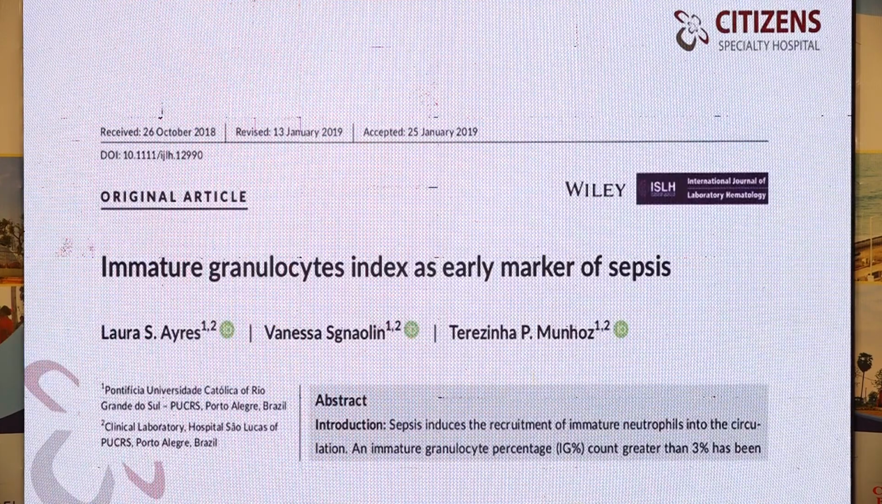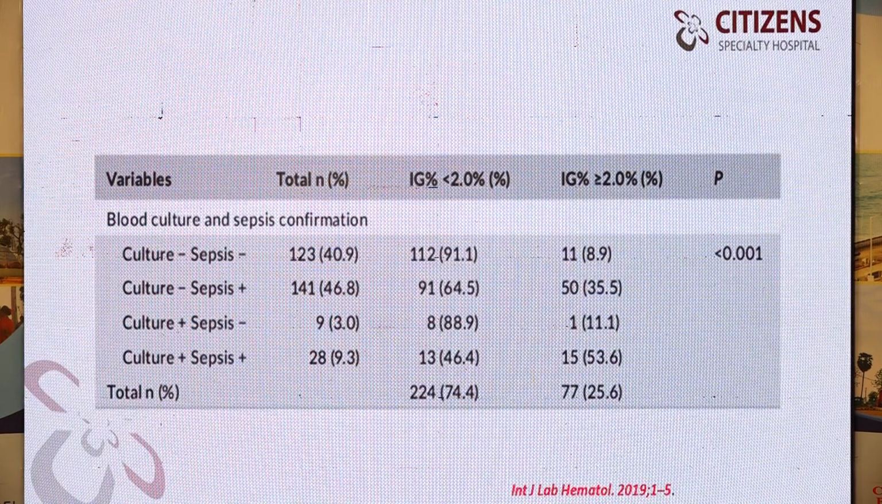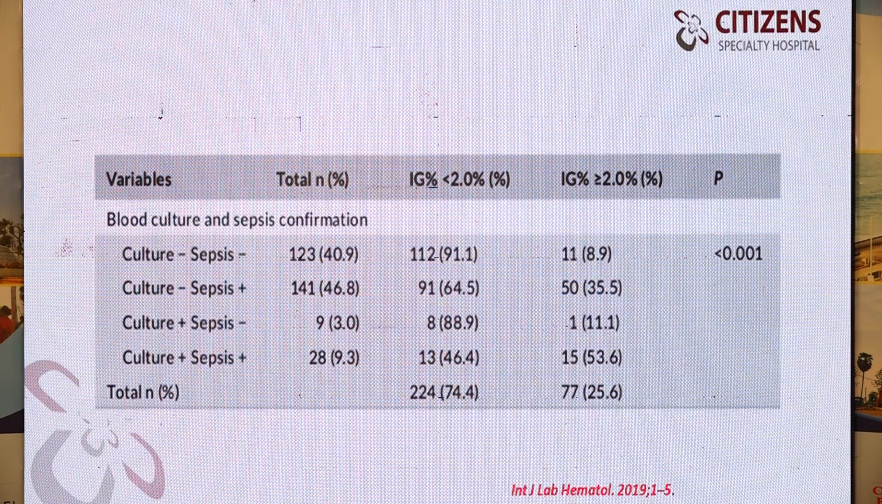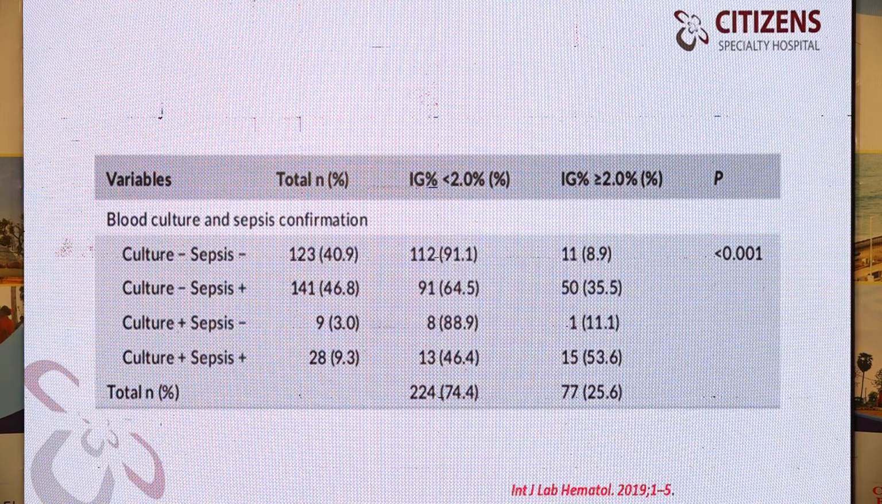The IG percentage is also called the immature granulocyte index. Here, they took all the sepsis patients and analyzed them in two categories: culture sepsis, and clinical features of sepsis. In the first category, where culture is negative and clinical findings are negative, they found that an IG percentage of less than 2, that is the normal, is around 91%, and the abnormal is 8.9%.